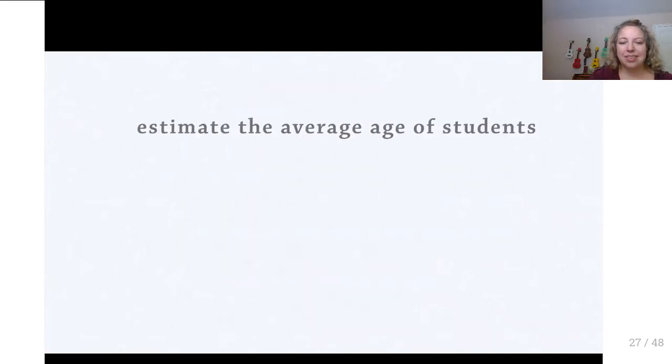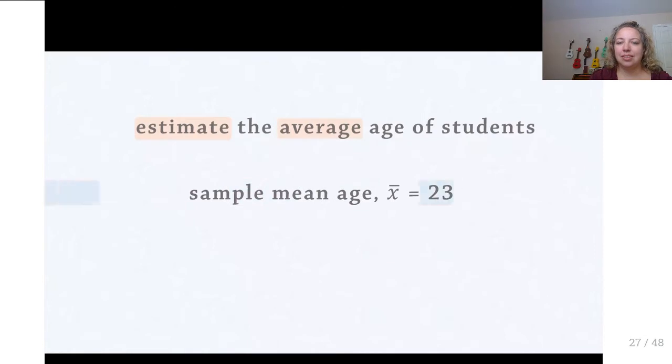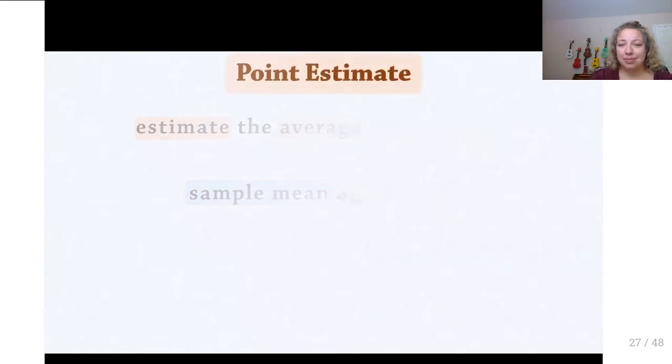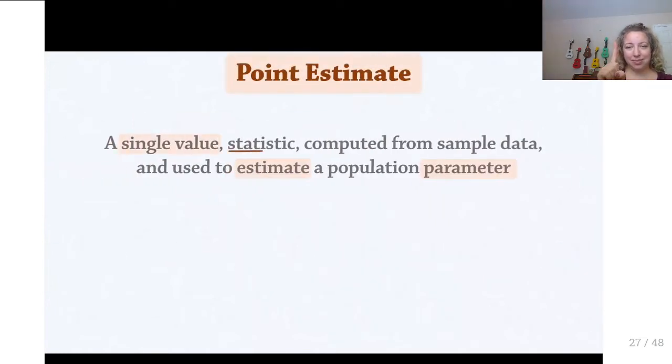Suppose I want to estimate the average age of students at a college. So I choose a random sample and find the sample mean age to be 23. This sample mean of 23 is called a point estimate of the population mean mu. So a point estimate is a single value, that is, a statistic computed from sample data and used to estimate a population parameter.